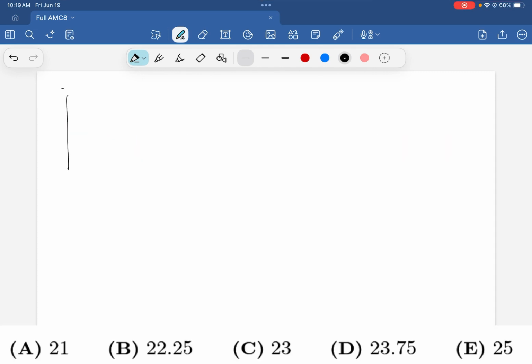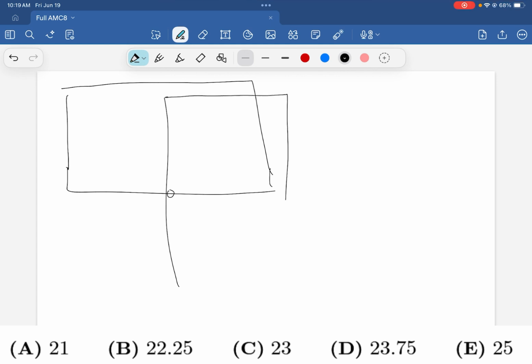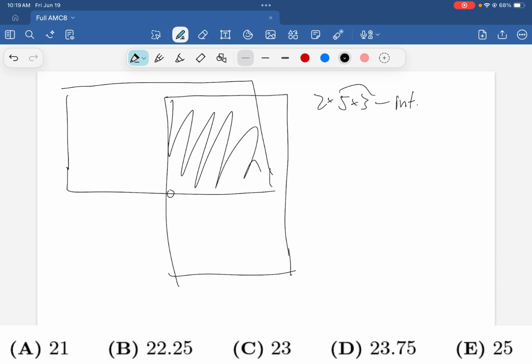Let's just draw a diagram first. Try to match it to the diagram as close as possible. We don't need the letters. So the union is just the total sum of the two areas, which is going to be 2 times 5 times 3. This is the area of one rectangle, times 2, minus the intersection, which is this region.